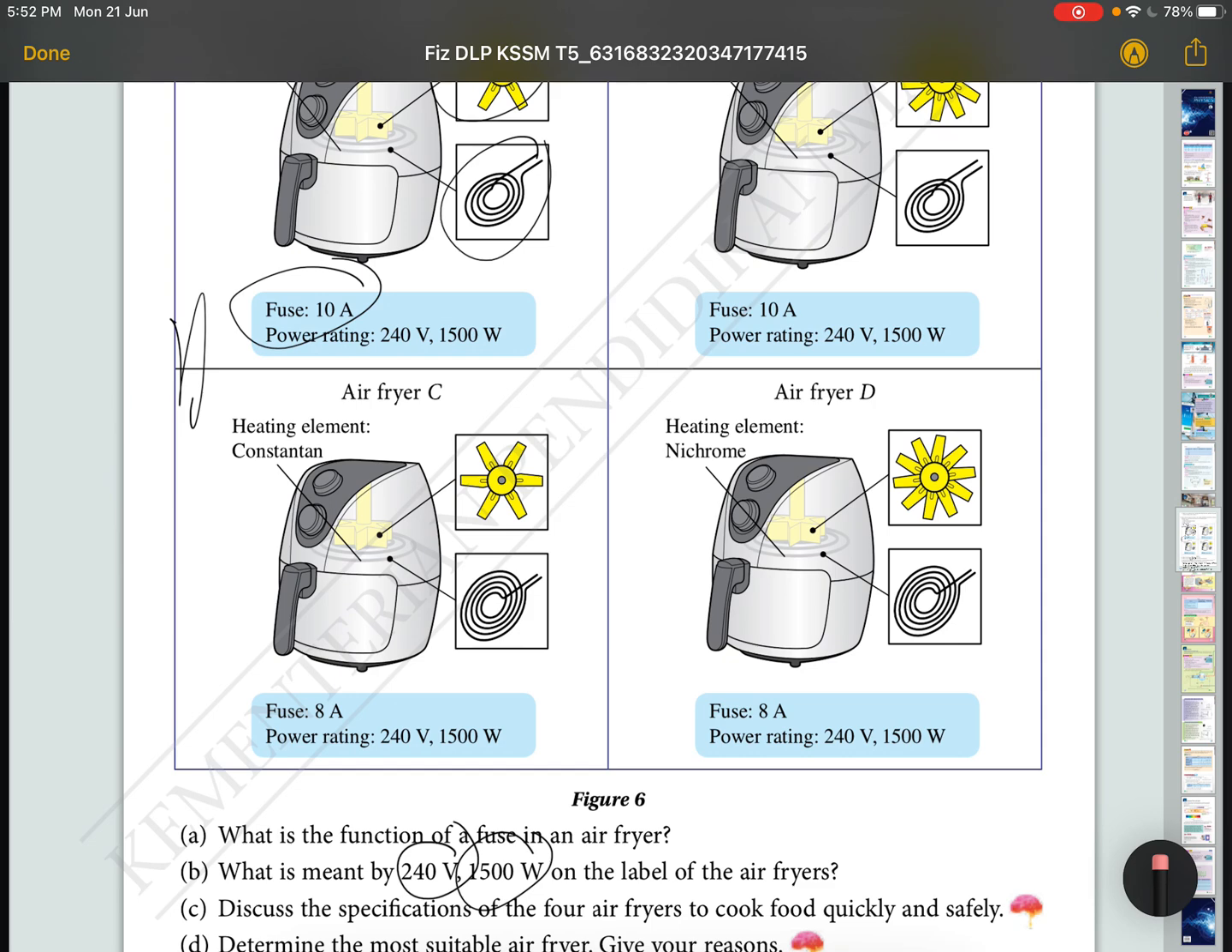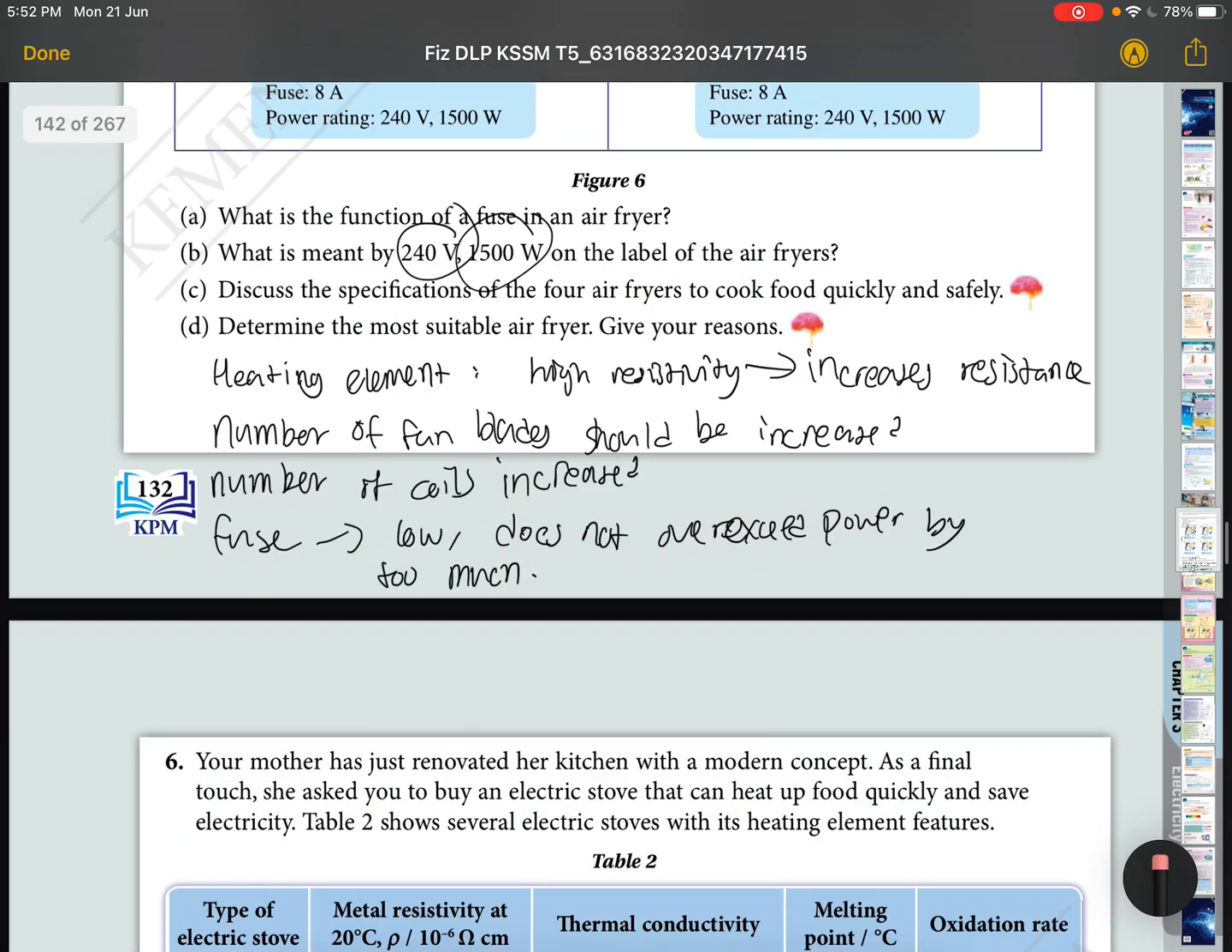The resistance of the wires results in release of heat energy. So the higher the resistance, the more heat energy is released. So the faster your air fryer heats, the more efficient your air fryer is.